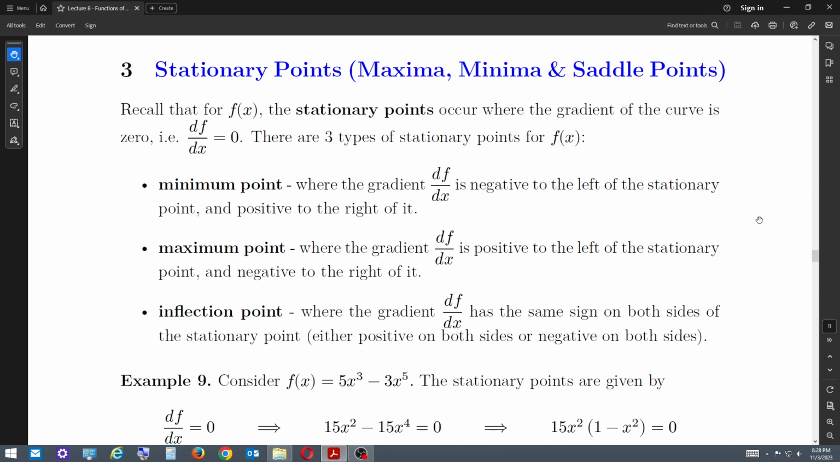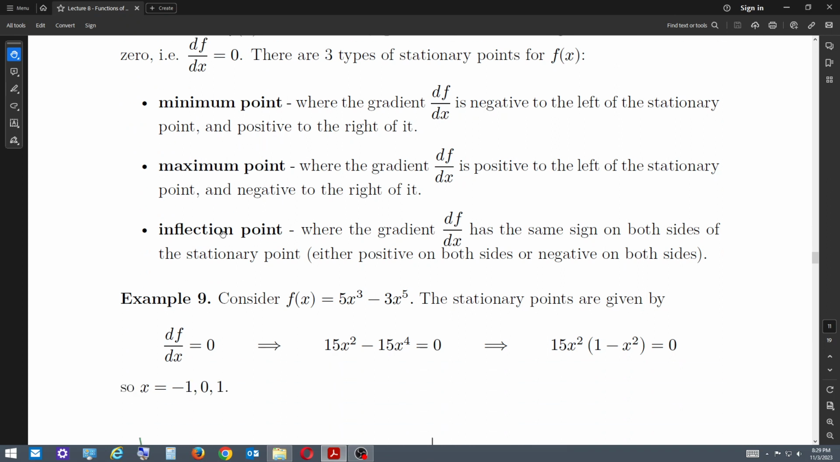Hello, in this video we will be looking at stationary points for functions of two variables. This here is just a recap of what you would have already seen with respect to a function of a single variable, where the stationary points for a function f of x is found by finding the gradient, the derivative with respect to x, setting that equal to 0, and solving for x.